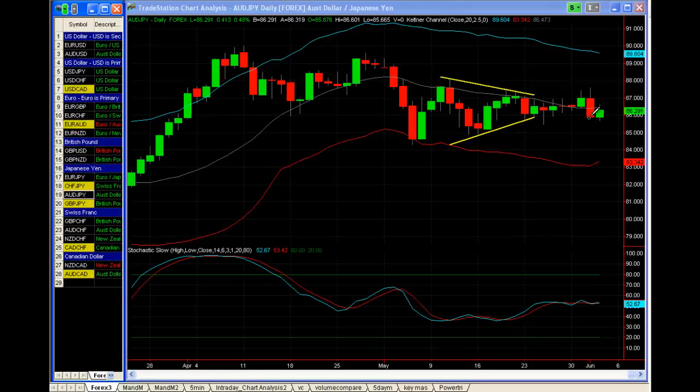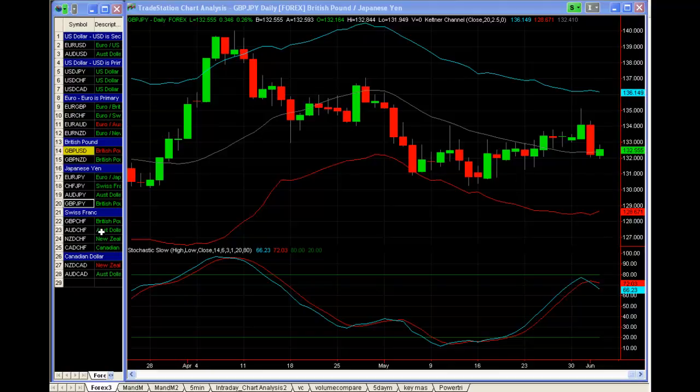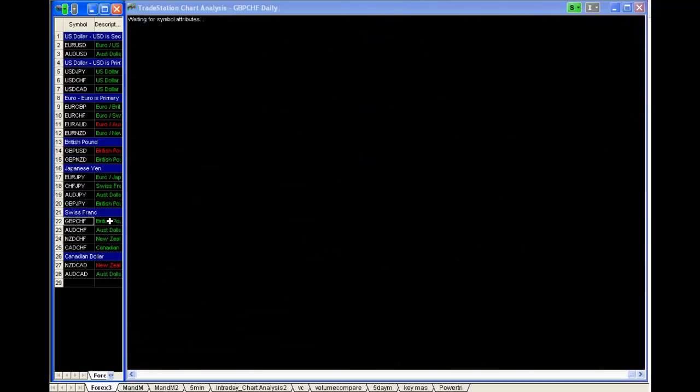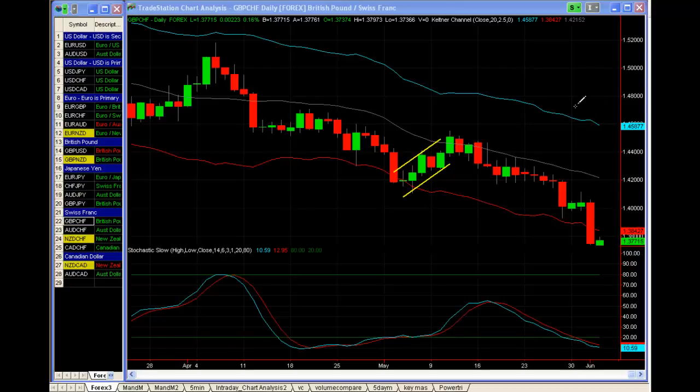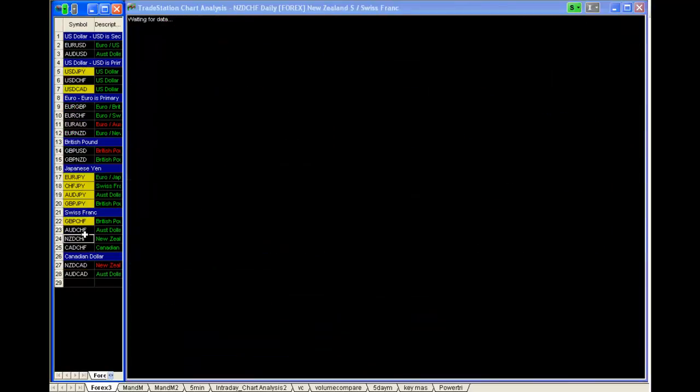Here is the Aussie dollar versus the yen. And just consolidating here, not doing much. Here is the pound yen. Okay, nothing going on there either. Here is the pound Swissy. Big candle to the downside in Wednesday's session after this little mini consolidation. Looking for a congestion pattern on Thursday.